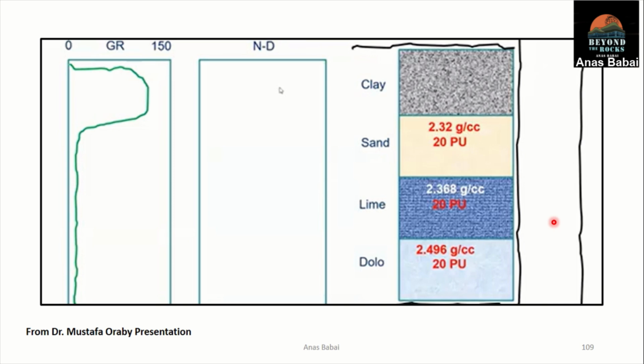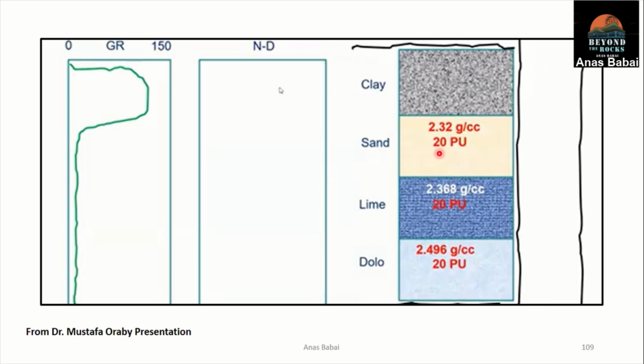So now let's see the effect of using limestone as a scale for the logs in our interpretation. We have four lithologies: dolomite, limestone, sand, and clay, and we have the gamma ray log, and we have density and neutron. This is our borehole. Now let us see how the logs will respond with those lithologies.